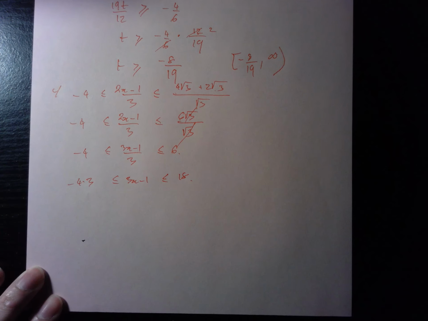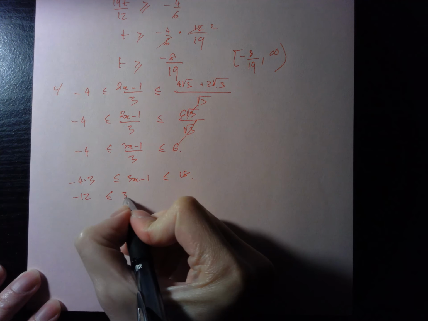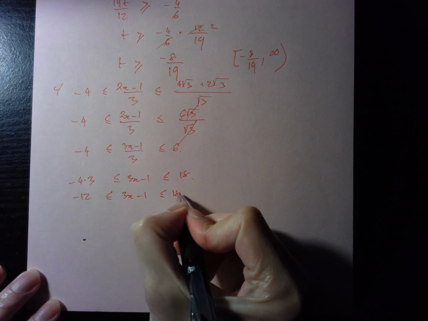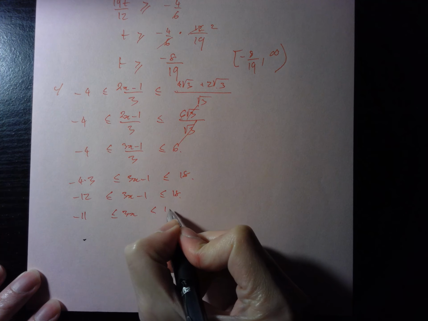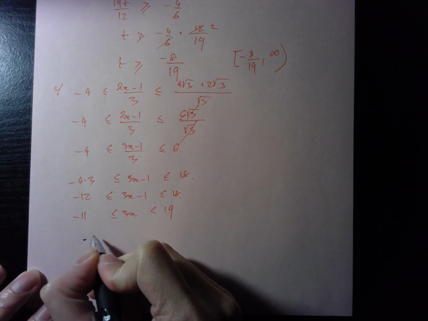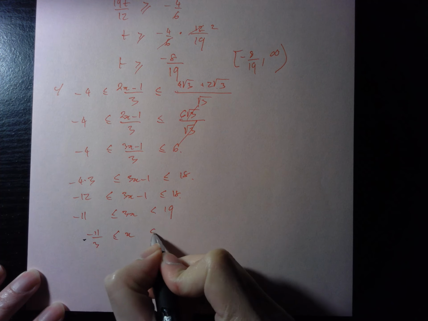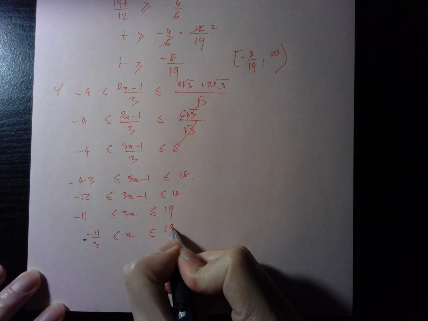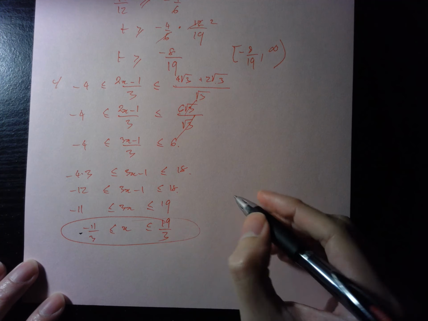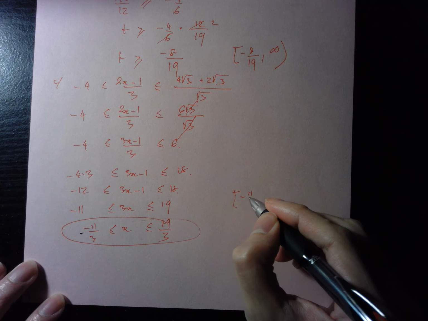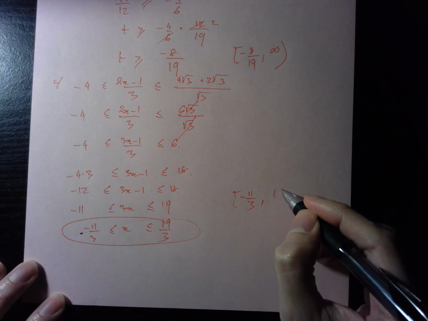Okay, and this is again negative 12 minus 3x minus 1 less than 19. I add both sides by 1, give you 11. Okay, 19, I divide both sides by 3, so I have negative 11 over 3 less than or equal to x less than or equal to 19 over 3, and this is your answer. And you can put in interval notation this bracket negative 11 over 3, because we include, we have an equal sign. You have to put bracket, and over here 19 over 3.